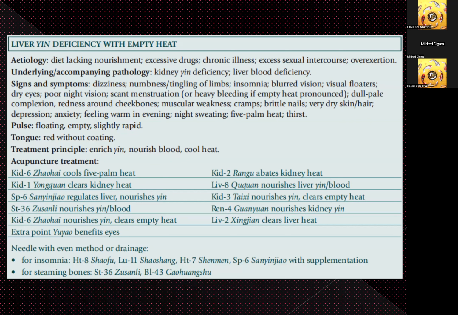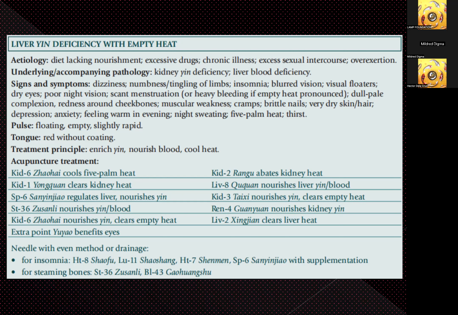Etiology, diet lacking nourishment. Yan, yung mga hindi healthy yung kinakain. Excessive drugs, yung umiinom po ng maraming gamot. Chronic illness, matagal na may sakit. Tapos yung mayroong excess sexual intercourse, sobra-sobra. Over-exertion, yung sobrang, halimbawa yung nag-gym, sobrang nag-jogging. Underlying accompanying pathology, nagkakaroon po siya ng kidney deficiency, pwedeng magkaroon ng liver blood deficiency.